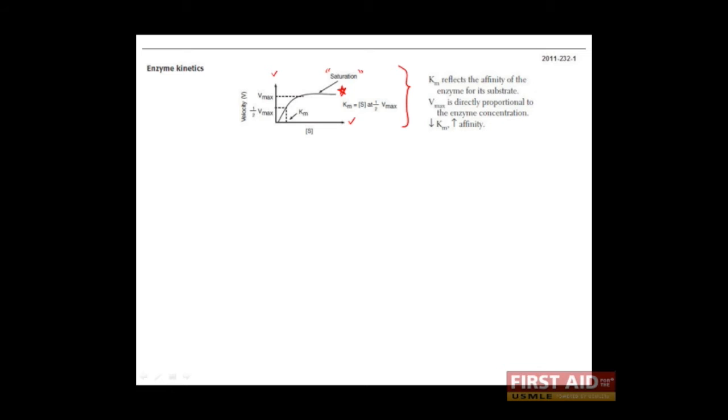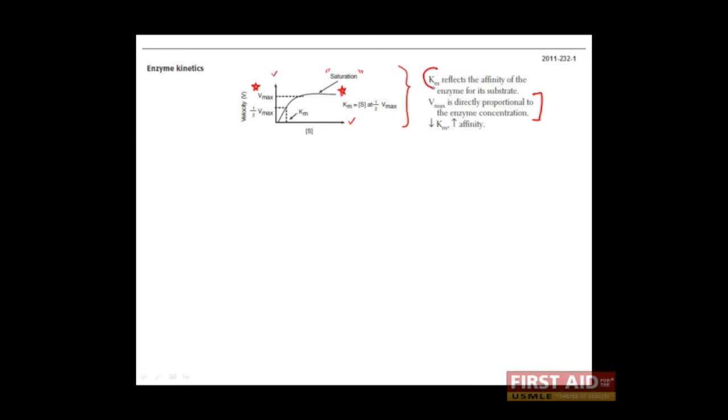Therefore, at saturating levels of substrate, we say that the enzyme is at Vmax, or maximum velocity. The only way to increase the maximum velocity of the reaction is by adding more enzymes. That is, if we added 100 more molecules of enzyme, we would expect the Vmax to increase. And this is what we mean when we say Vmax is proportional to the enzyme concentration.